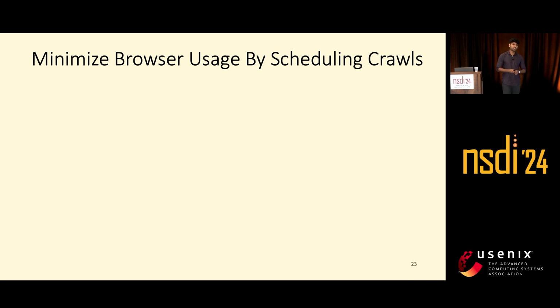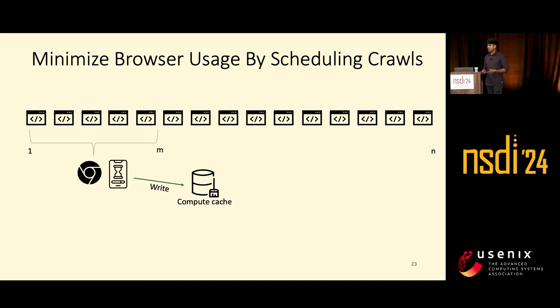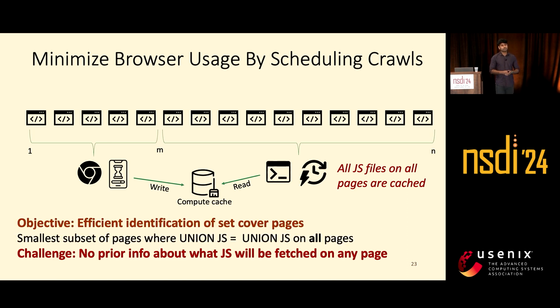In order to fully appreciate the challenge here, let me give you an example where, let's say, we have to crawl n pages. We need to be able to crawl a smaller subset m here, which we will crawl using a browser, and we'll create that computation cache. Note that this will be compute intensive because we are using a browser. And then you will crawl the remaining pages in a browser-less manner with the help of the cache that you created earlier. And a key property here is that for every page that is crawled without a browser, all JS on that page needs to have a cached entry. So we formulate this problem as an efficient identification of set cover problem.